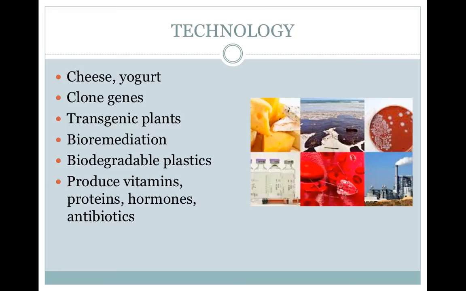Bacteria are used a lot in technology. We use them to make cheese and yogurt. E. coli are used to clone cells, which we've studied in the past. Agrobacterium are used to create transgenic plants, for example, creating golden rice, which contains vitamin A.